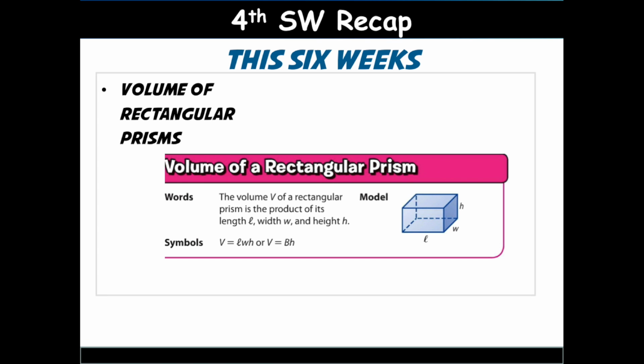With volume, the main emphasis this school year was volume of rectangular prisms. If you were to look at those, it's slightly different because your units are cubic units. In other words, how many cubes can I cut out of this three-dimensional figure, not squares like area. For volume of rectangular prisms, it's as simple as length times width times height. And don't let that big B scare you. It just means find the area of the bottom, the base, which would be length times width.